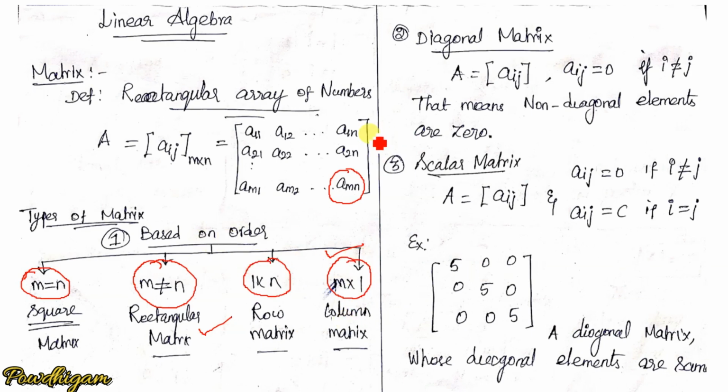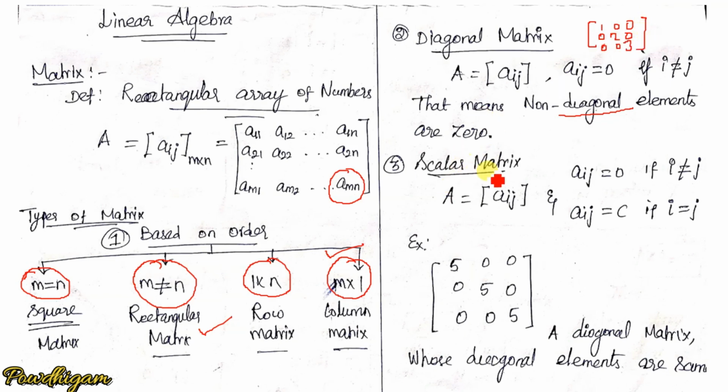Okay, the next one is the diagonal matrix. A diagonal matrix is defined as a matrix A equal to [a_ij], where a_ij is equal to 0 if i is not equal to j. That means the non-diagonal elements are 0. For example, if you take a matrix like this, these are all the diagonal elements, 1, 2, 3. The remaining elements, the non-diagonal elements, are 0, then that matrix is called a diagonal matrix.